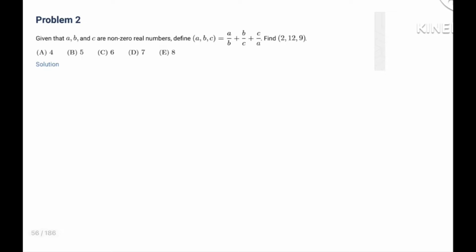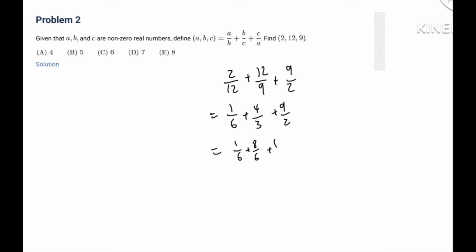Problem number 2. Given that a and b are non-zero real numbers, define a star b star c equals this thing. Find 2, 12, 9 for this one. We can just plug it in here. 2 over 12 plus 12 over 9 plus 9 over 2. This is 1 over 6 plus 4 over 3 plus 9 over 2, which is 1 over 6 plus 8 over 6 plus 27 over 6. So it's 27 plus 1 plus 8, which is 36, so it's 36 over 6, which is equal to 6. So the answer is C.